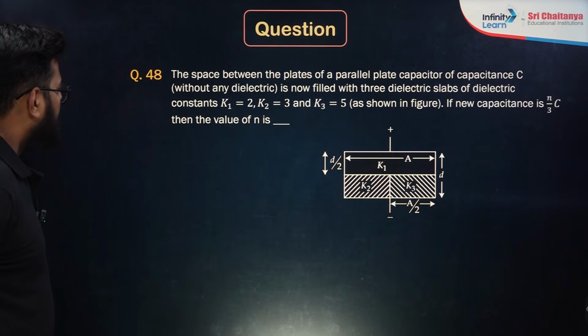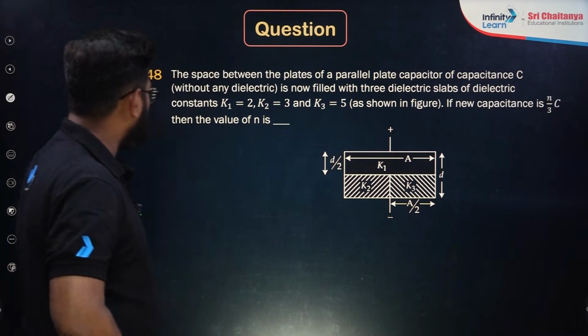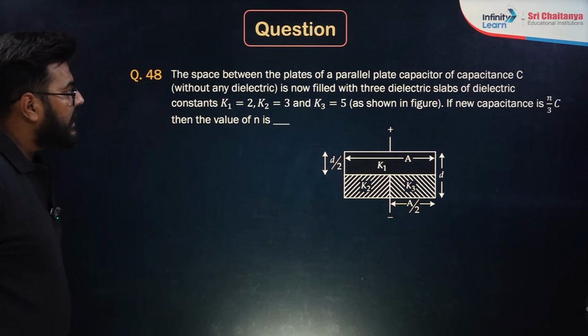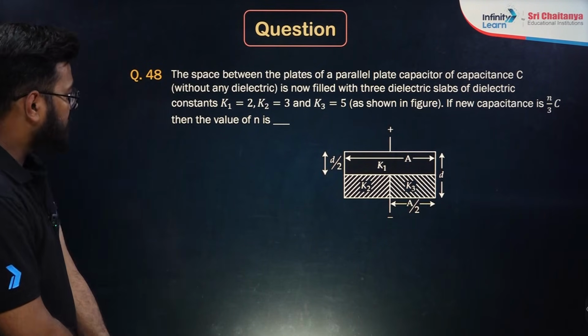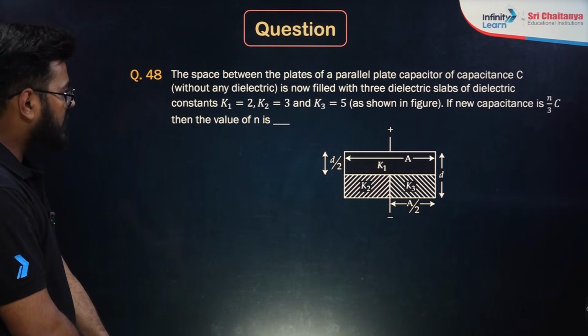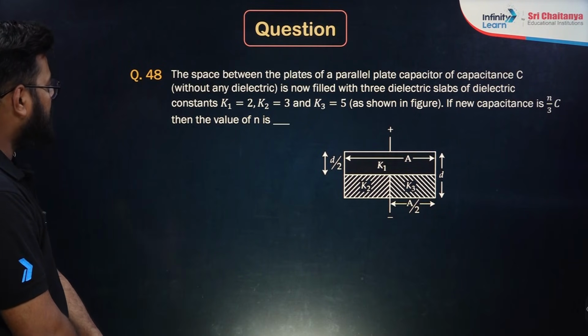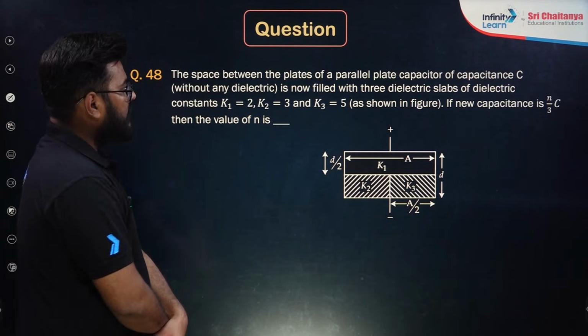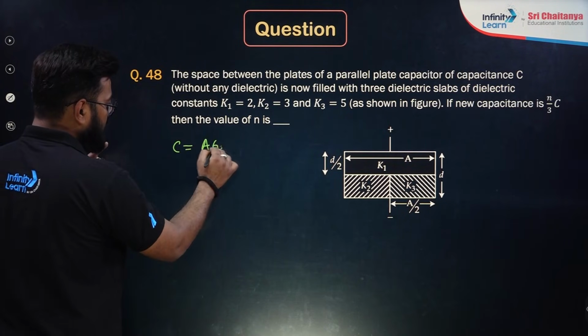Perfect. The space between the plates of a parallel plate capacitor of capacitance C without any dielectric is now filled with 3 dielectric slabs of dielectric constant K1 equal to 2, K2 equal to 3 and K3 equal to 5. If the new capacitance is N by 3C, then the value of N is going to be. So see, first of all, capacitance C should be equal to A epsilon naught by D.